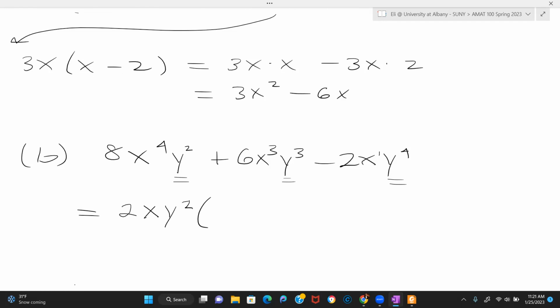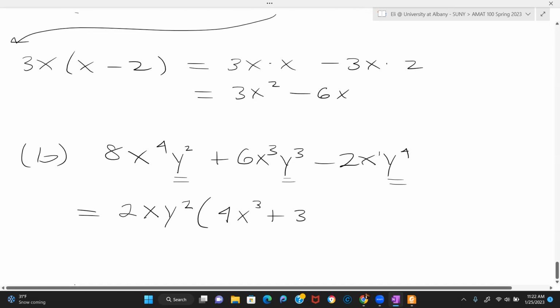So what happens when we do that? Well, we factor out a 2 from the 8, so we get 4. We factor out an x from the x to the fourth, so we get x to the third. And we factor out a y squared from this y squared, so there's no y. What about the second term? Well, we factor out a 2 from the 6, so that leaves us with 3. We factor out x from the x cubed.